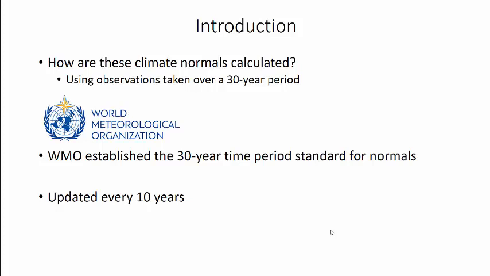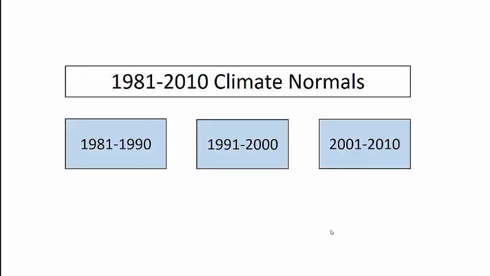The World Meteorological Organization in Geneva, Switzerland, established the 30-year time period standard for normals early in the 20th century, back when most locations across the world only had about 30 years worth of continuous weather observations. This 30-year data set is updated every 10 years.